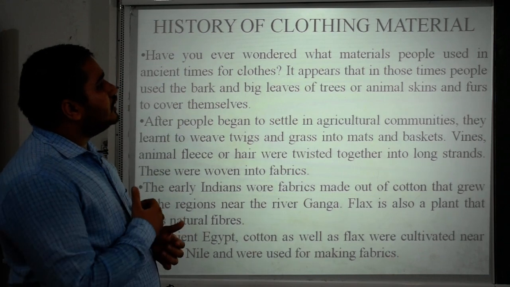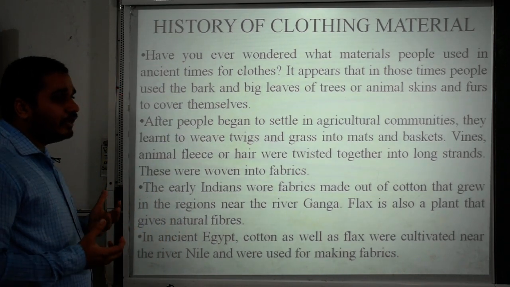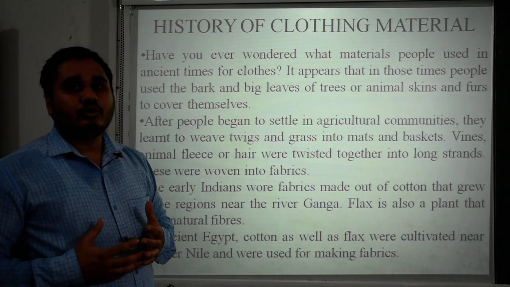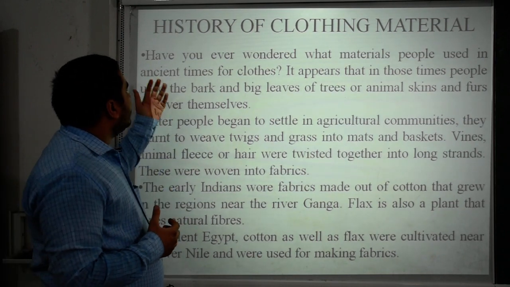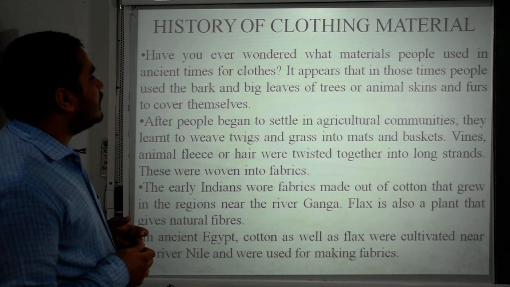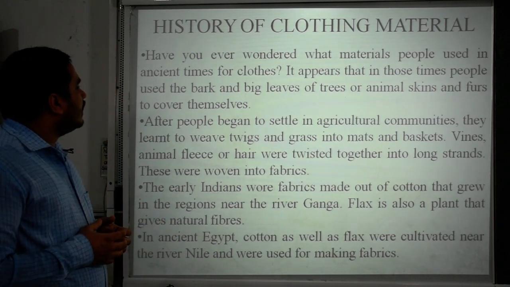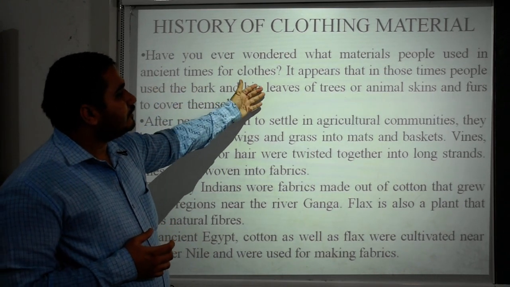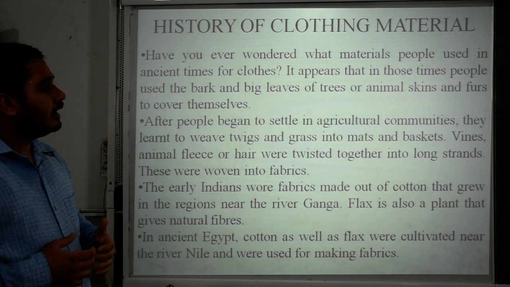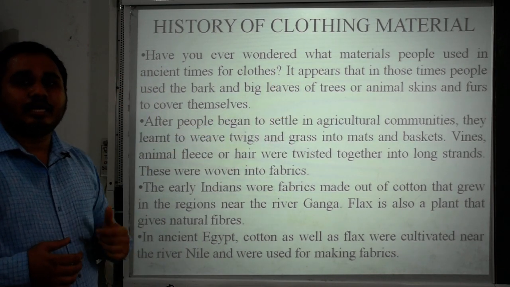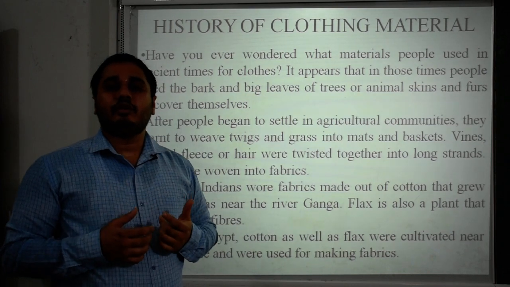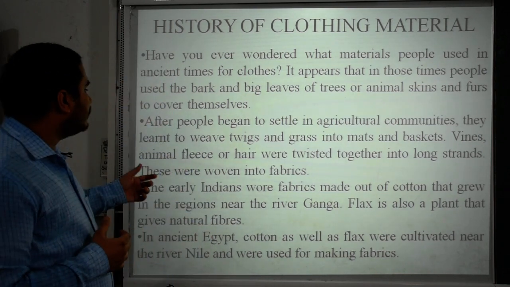Now, the history of clothing materials. If we are wearing a cloth, we should know about its history. Have you ever wondered what material people used in ancient times for clothes? It appears that in those times people used bark, big leaves of trees or animal skin to cover themselves. That is the ancient age, or we can call it the Stone Age.